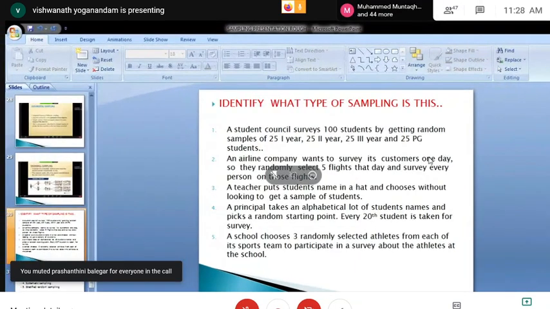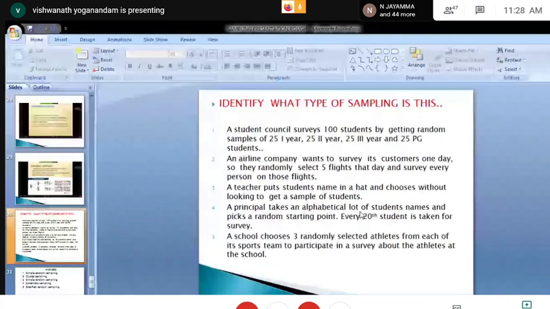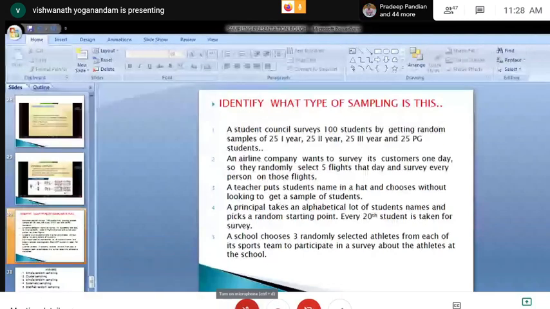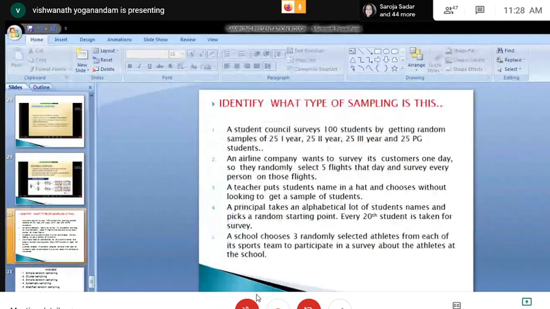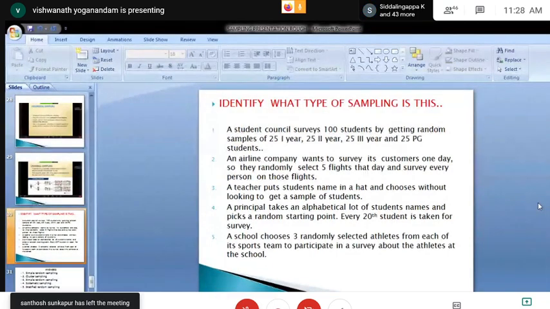Right. The third one is a teacher puts students' names in a hat and chooses. That is very obvious. It is simple random sampling. A principal takes an alphabetical list of students' names and picks a random starting point. Every 20th student is taken. Okay, you might think that is random sampling. No, it is a systematic sampling. Okay, because there is no homogeneity in the group. Right, every 20th student is taken. That's why I have given you some examples.